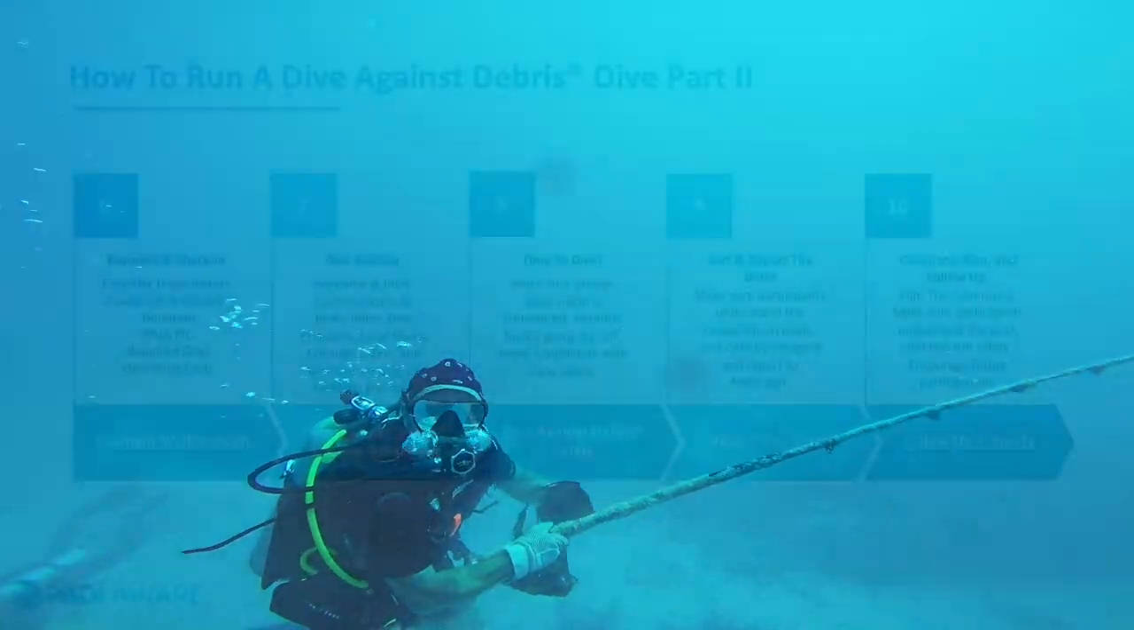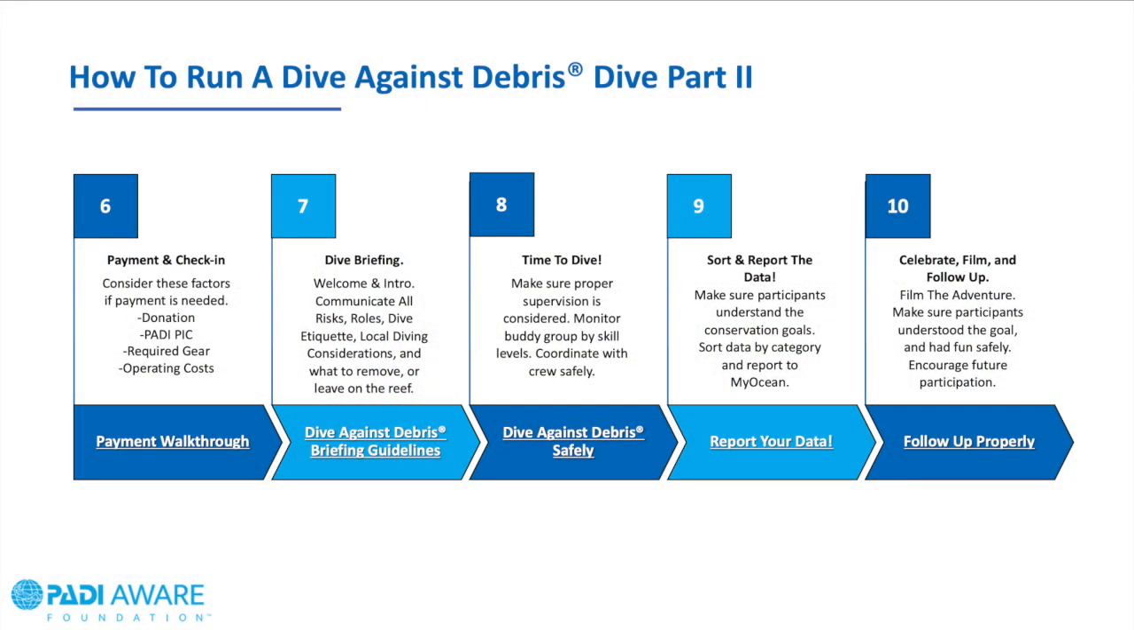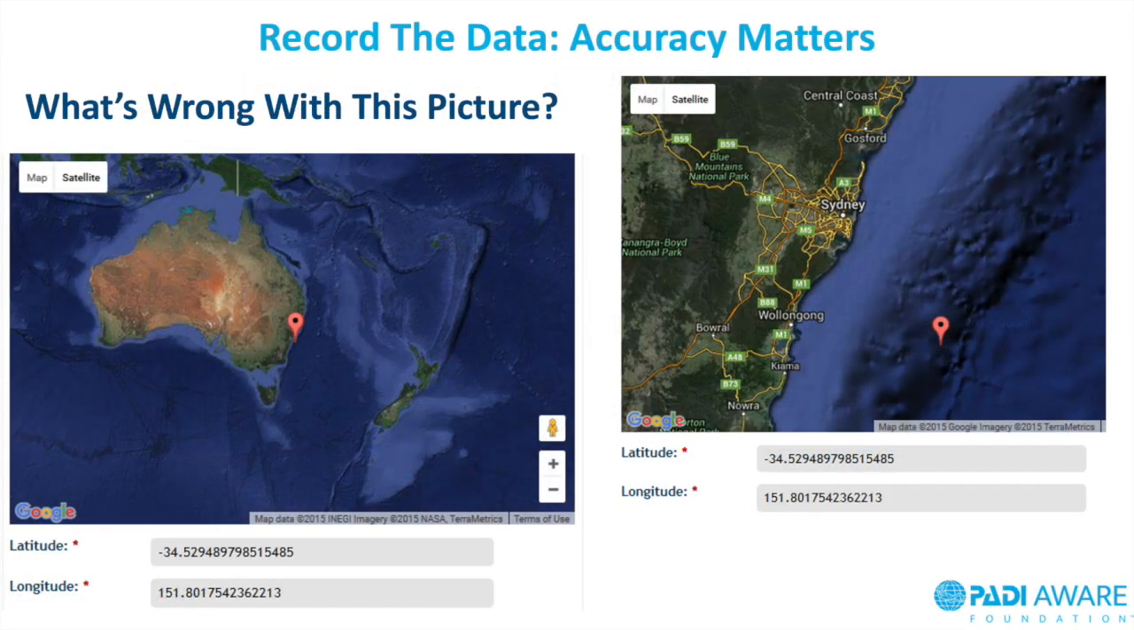Now it's time to measure the conservation impact. If you are conducting a Dive Against Debris in a group, make sure only the dive leader submits the data to avoid duplicate submissions. You'll want to take an accurate reading of the GPS from the dive site.